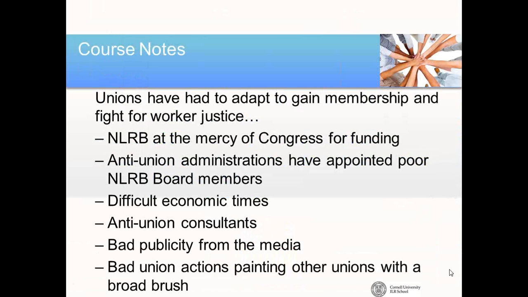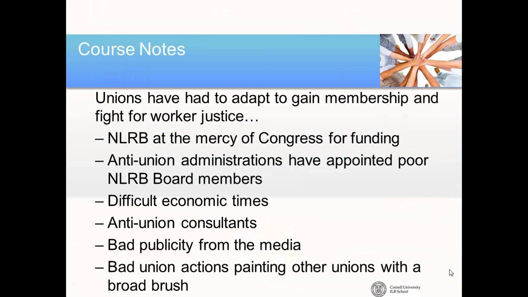And frankly, it's because people are like, well, at least I have my job. It might be crappy, I might not be treated well, but at least I have my job, and they'll hunker down and wait it out, and they will not see the union's message as appealing. Bad publicity from the media, that happens.